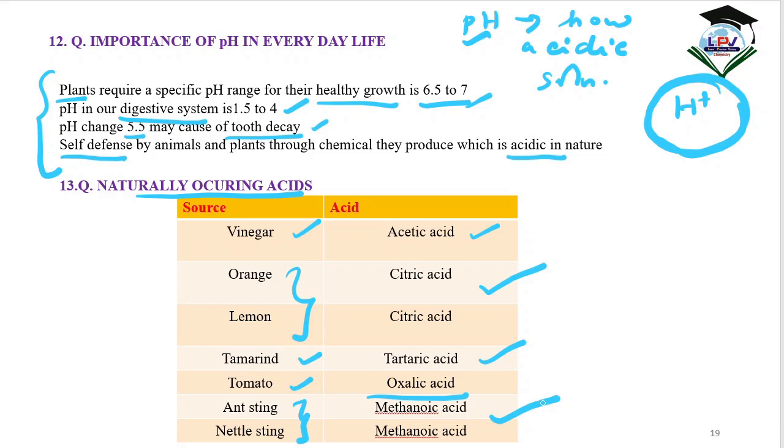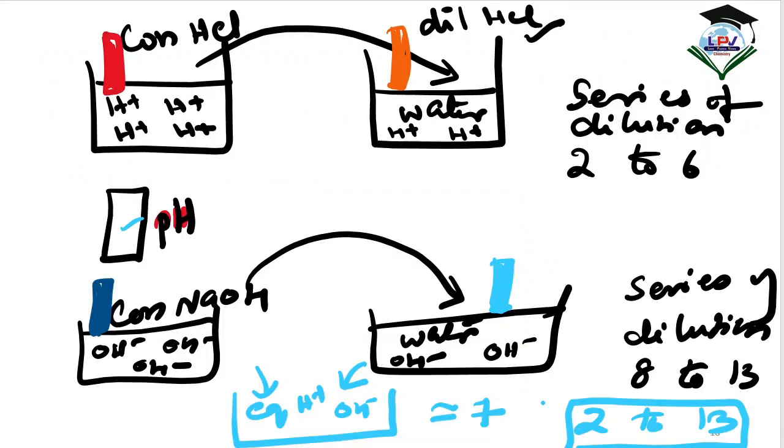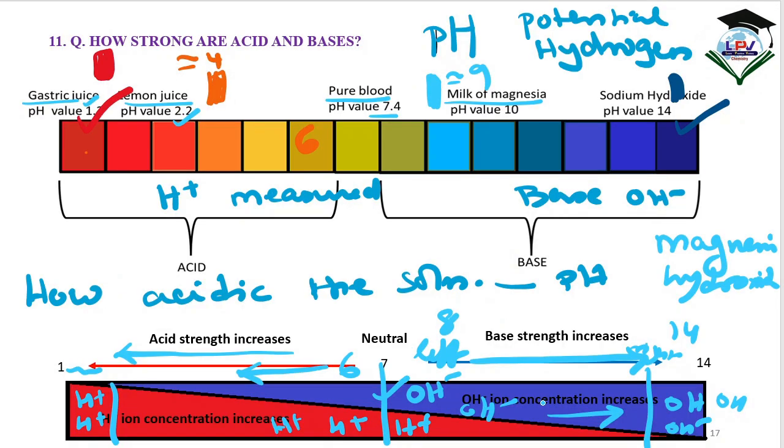So these are the importance of pH and naturally occurring acids, how to prepare the dilution, and how to get pH ranging from 1 to 14. I have explained in this video what pH is and what a pH chart is. So I believe that I've completed the importance of pH.